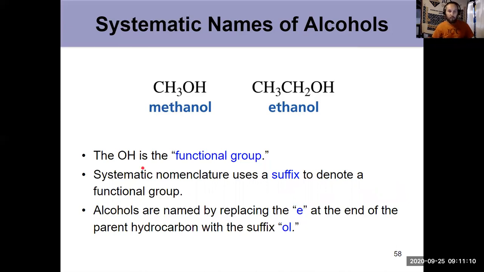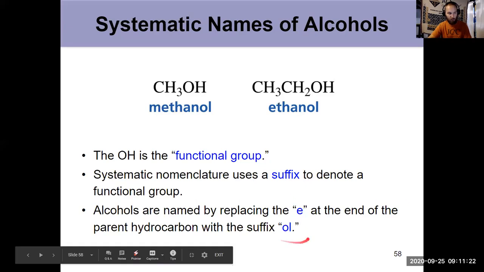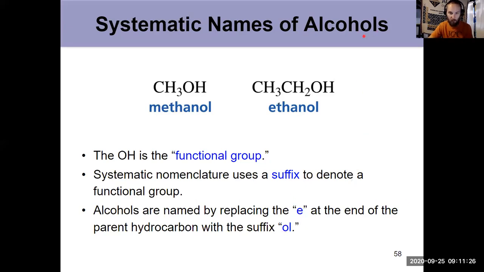Okay? And we do that with an alcohol by dropping the E from the alkane, the parent hydrocarbon, and replacing it with OL. Right? So the name of an alcohol will end in OL, just like alcohol itself ends in OL. Right? But we do have to have a number as well to indicate where the OH is.